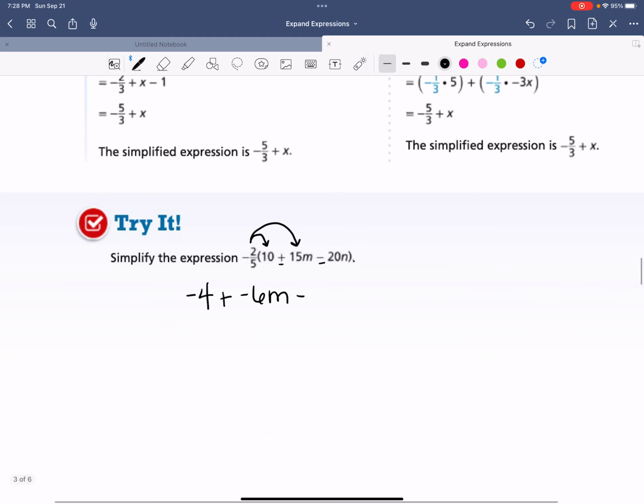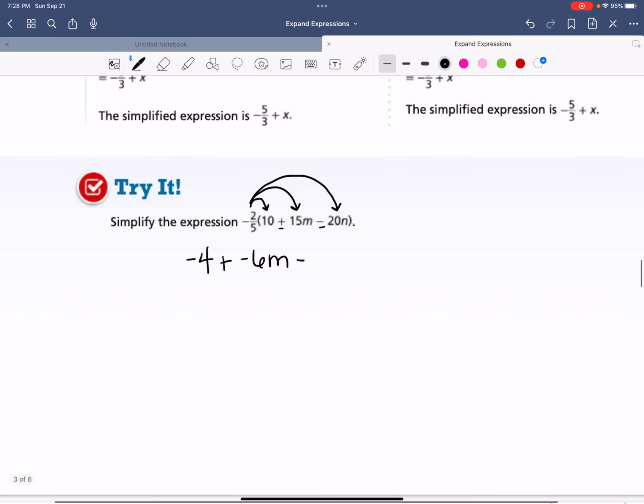Then negative 2/5 times 20n is negative 8n. And then you should realize something right here that we just made. What happens when we have a negative and a negative? Those make a positive. That was our big plus in class. So those would actually turn into a positive. That should be between those two terms. So the final answer would be negative 4 plus negative 6m plus 8n.